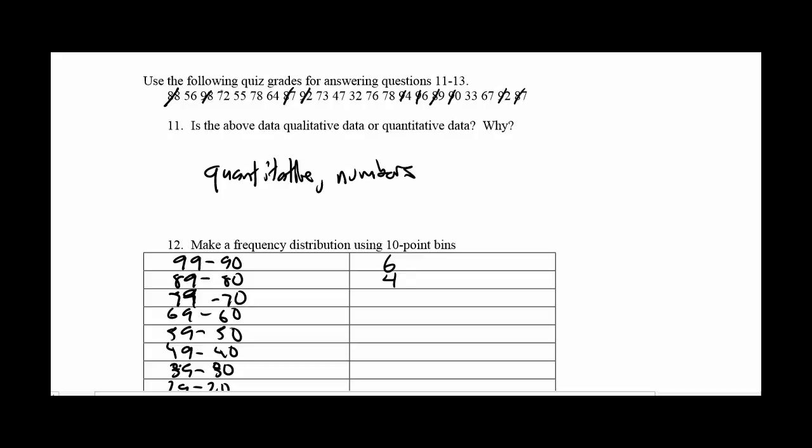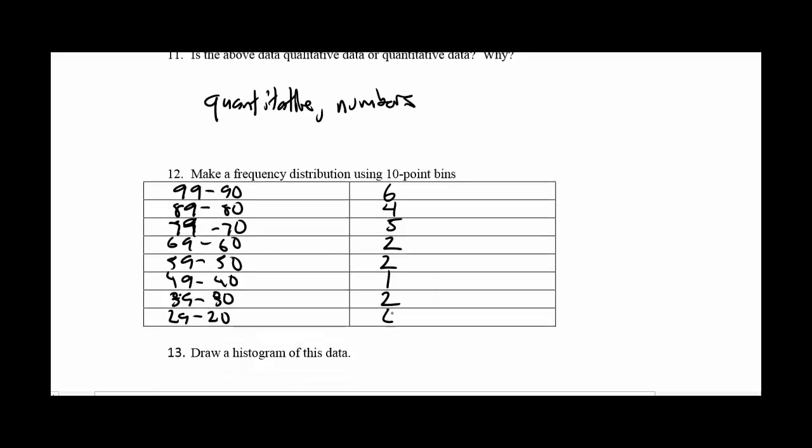Anything with a 7, so 1, 2, 3, 4, 5. 5 in that category. Anything with a 6, 1, 2. Anything with a 5, 1, 2. That's it. Anything with a 4, so 47. And then anything with a 30. Okay, and it's okay if there's a gap or a hole there. That actually does tell us something about our data. Okay, so there's our frequency distribution.